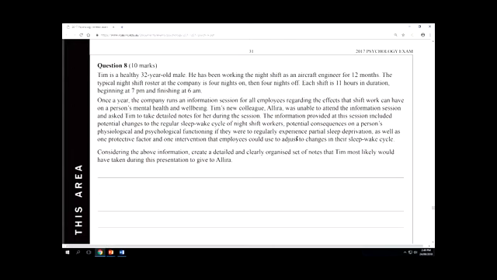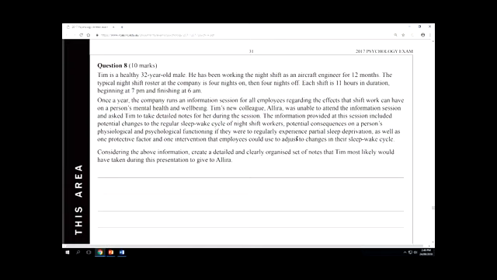Tim is a healthy 32-year-old male who's been working the night shift as an aircraft engineer for 12 months. He has typical night shifts at the company, 4 nights on, 4 nights off. Each shift is 11 hours in duration, beginning at 7 p.m. and finishing at 6 a.m. So obviously, when he'd normally be asleep, now he's at work, typical of shift workers. Once a year, the company runs an information session for all employees regarding the effects that shift work can have. Tim's new colleague, Alira, was unable to attend the information session. So now he's been asked to make a series of notes for the session.